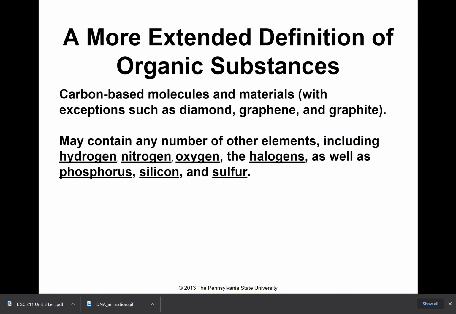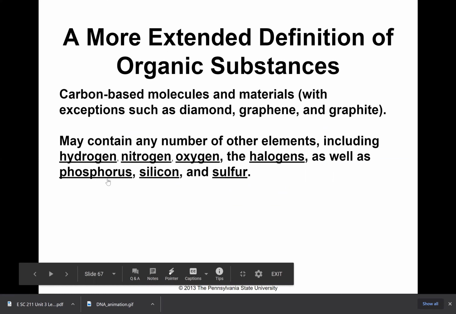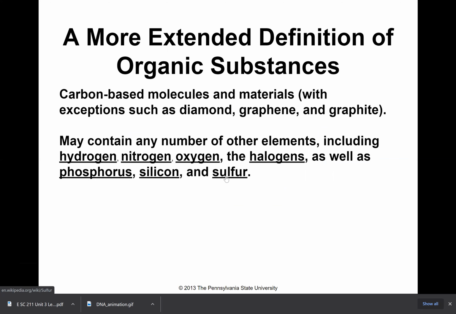Carbon-based molecules and materials may contain any number of other elements besides carbon, including hydrogen, nitrogen, oxygen, halogens, as well as phosphorus, silicon, and sulfur. And if you look at the slide deck and hover, I believe each of these are hyperlinked to a Wikipedia page that tells you a little bit more about each of them.